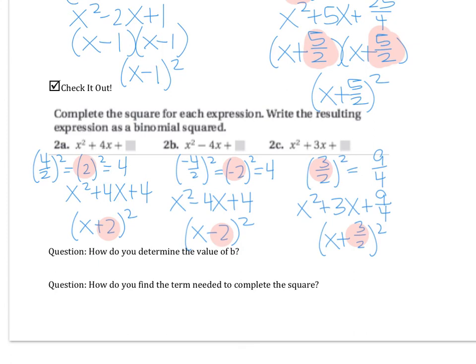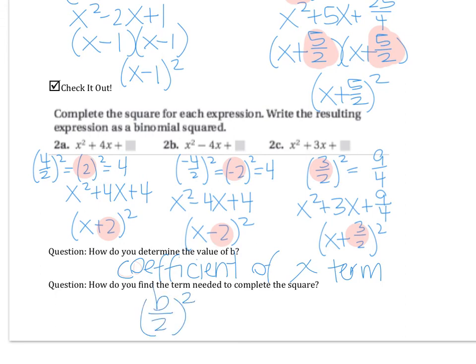How do you determine the value of b? It's the coefficient of just the x term. How do you find the term needed to complete the square? It's that b divided by 2 and then square it.